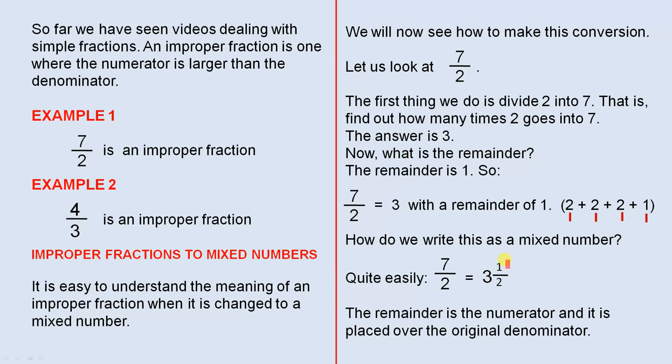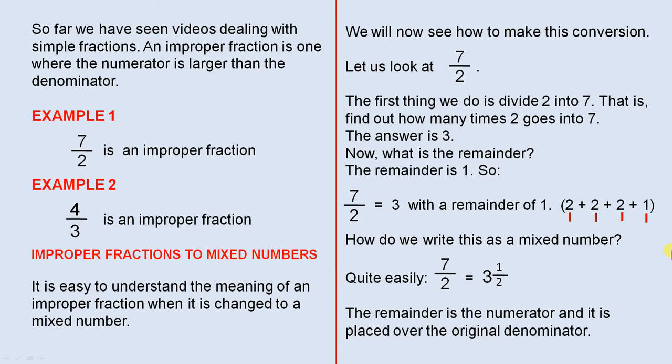The remainder is put on the top, that is, the numerator is the remainder. And the number down here is the original denominator. Notice the original, that's the one we started with. You just put it down there, you leave it the same. So the remainder is the numerator and it is placed over the original denominator.